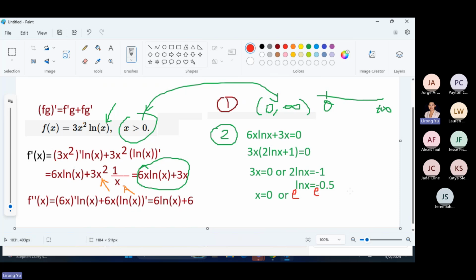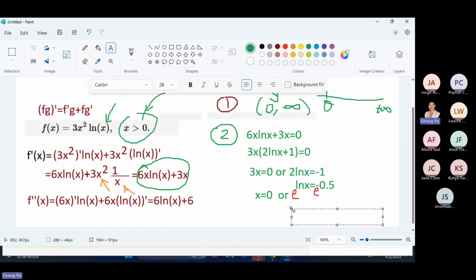Are we okay? The natural log and e are inverses of each other. So e to the natural log of x: e and natural log are inverses, and after you do that, the left side is actually x because they cancel. The inverse functions cancel each other. So that's the left side. And the right side will be e to the power of -0.5. That's the solution. Any question?